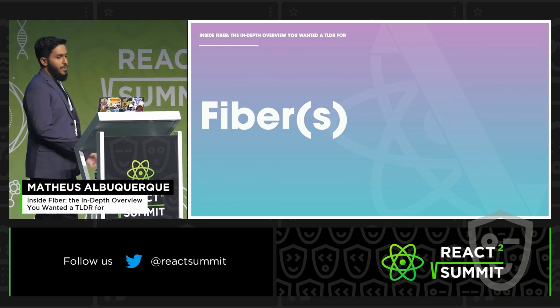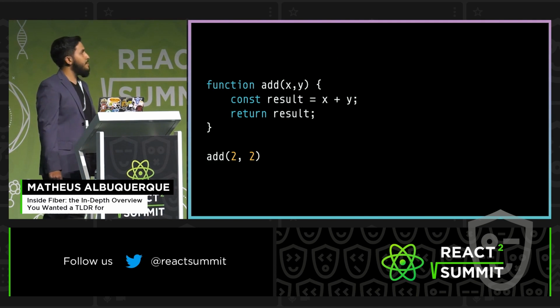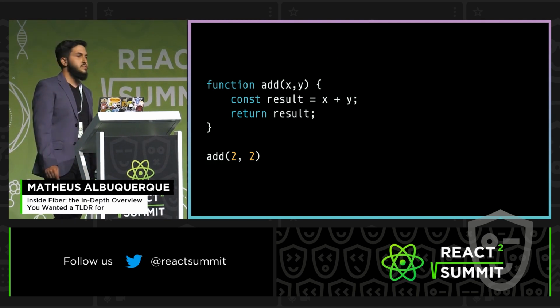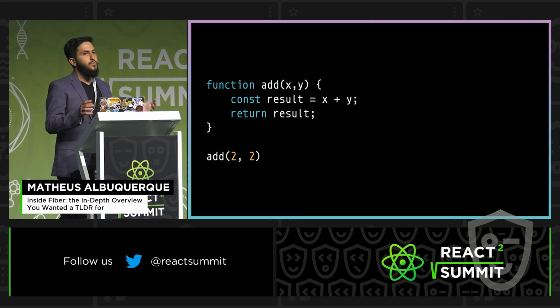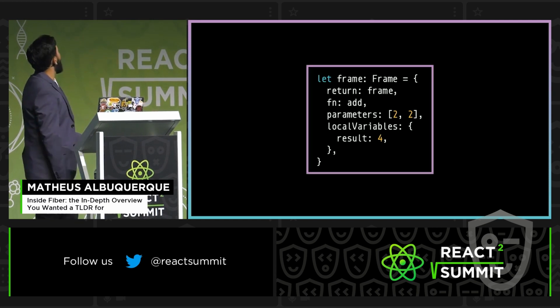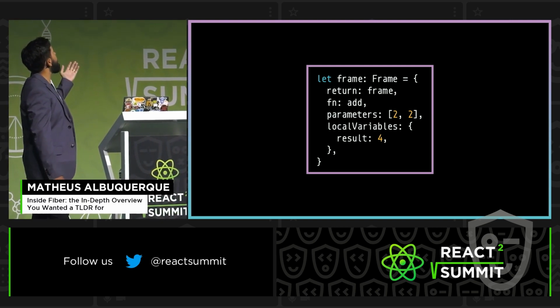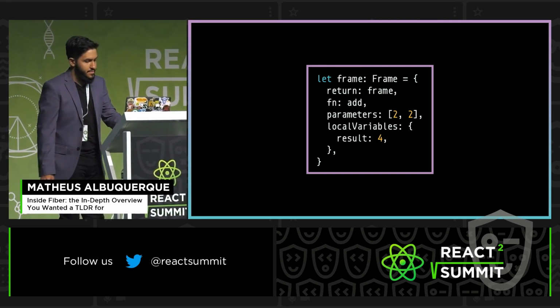So starting with fibers and a bit of an overview, the way I like to see fibers is, let's think about a regular JavaScript function. We have this add function. It has two parameters, and I just summed them. If you think of what the stack frame for that would look like, we would get something like this. We have a return, the function itself, a few parameters, and the local variables being the numbers, our result.